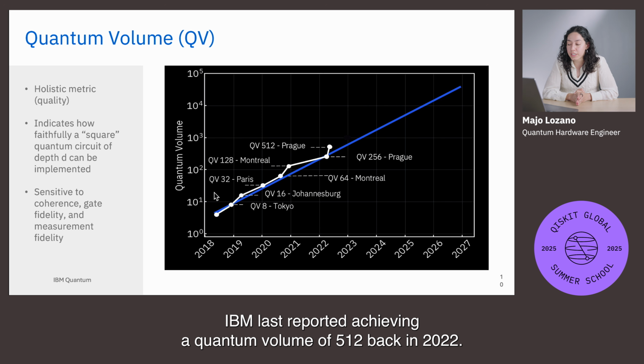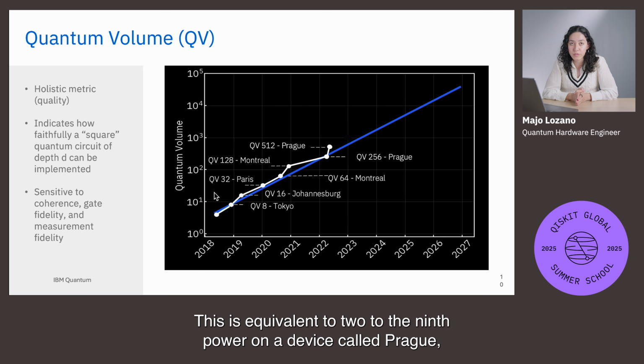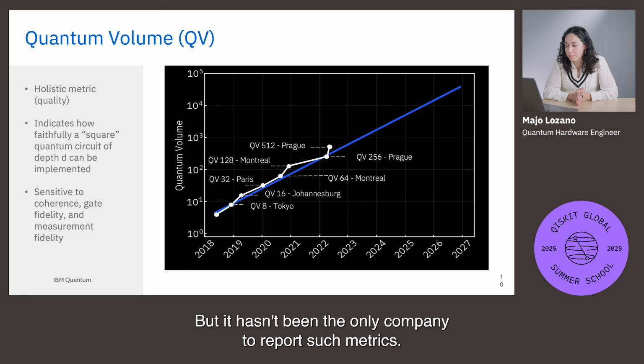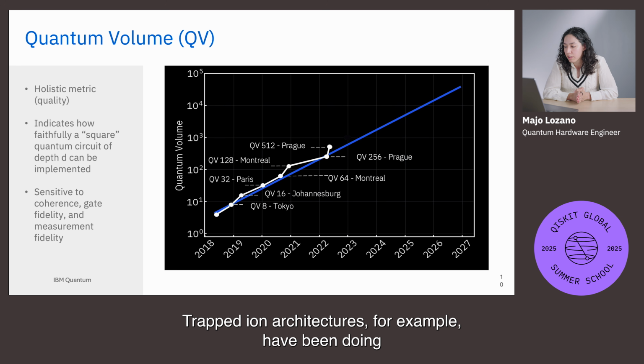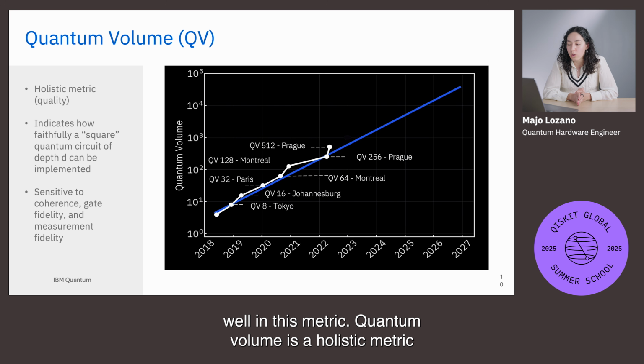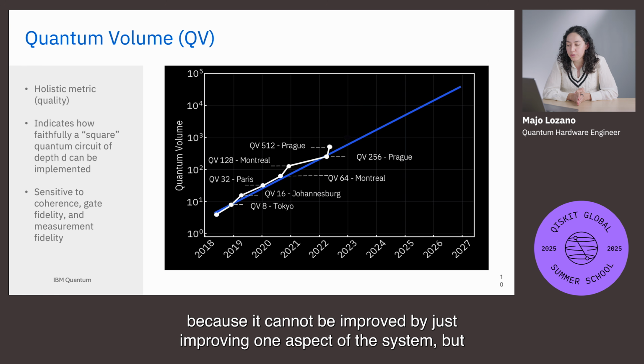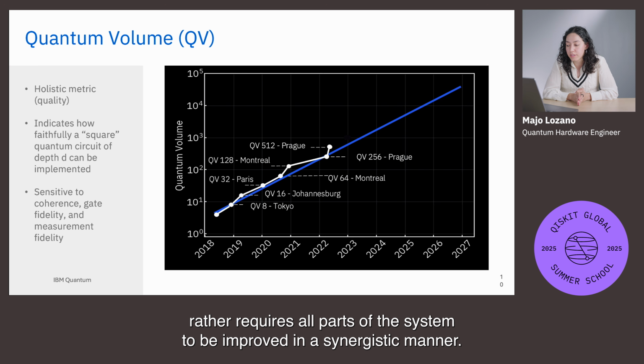IBM last reported achieving a quantum volume of 512 back in 2022. This is equivalent to 2 to the 9th power. On a device called Prague, which you can see here, a Falcon processor with 27 qubits. But it hasn't been the only company to report such metrics. Trapped ion architectures, for example, have been doing well in this metric too. Quantum volume is a holistic metric because it cannot be improved by just improving one aspect of the system, but rather requires all parts of the system to be improved in a synergistic manner.